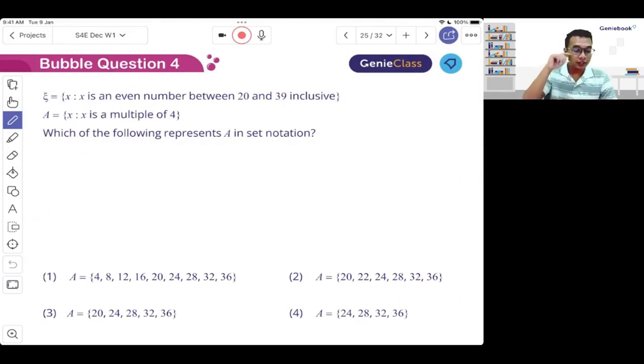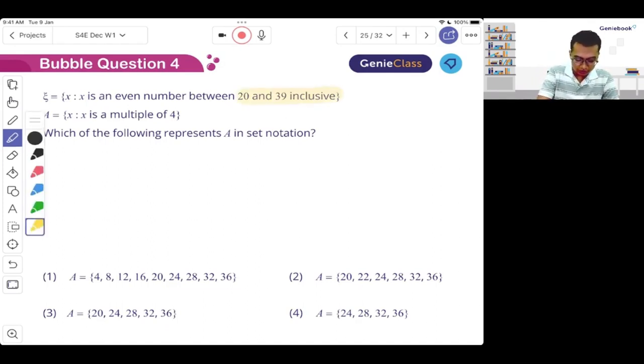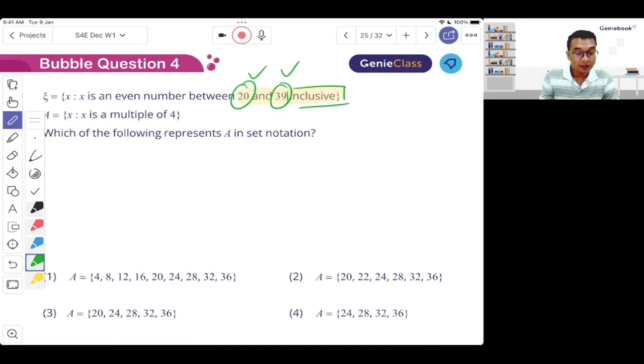Now over here we've got a universal set where x is an even number between 20 and 39 inclusive. Take note of the word inclusive. Once again, inclusive means this number and this number is included. Okay, it can be considered. For set A, it is elements that are multiples of 4. So you only need to look at the universal set.